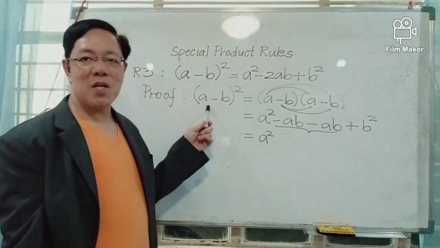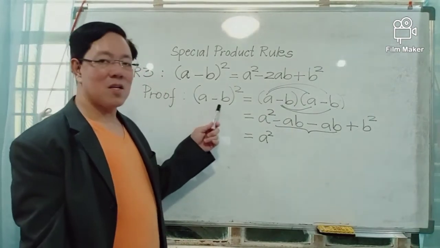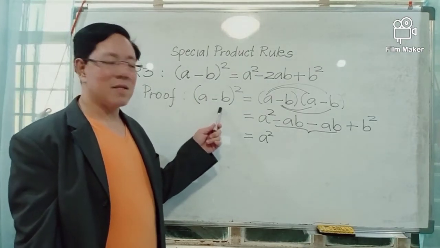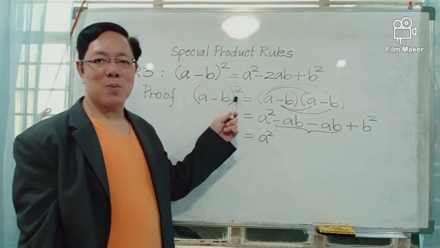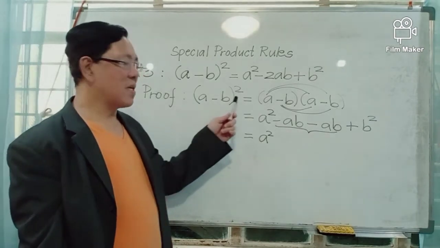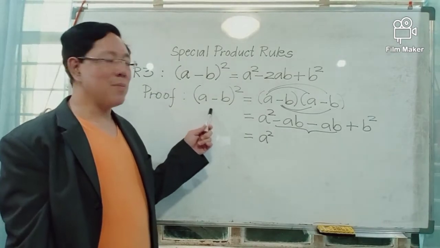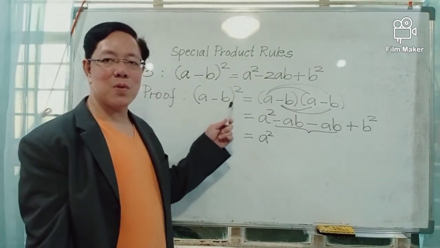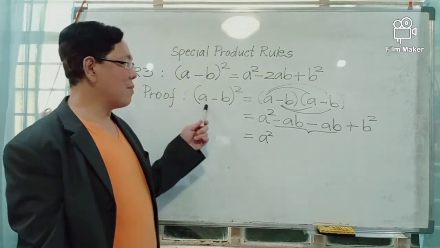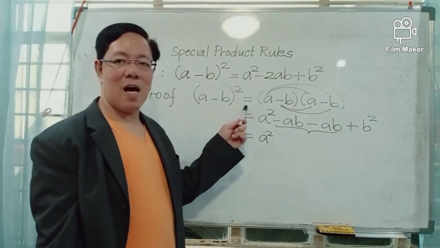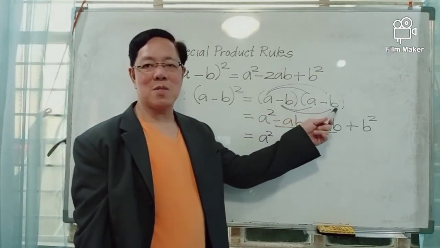By definition of exponential notation, the square of A minus B, here the base is A minus B, and the exponent is 2. And A minus B squared means that we multiply the base A minus B by itself 2 times. That is why the square of A minus B is rewritten as A minus B multiplied by A minus B.